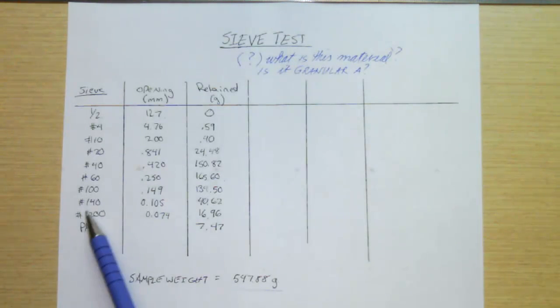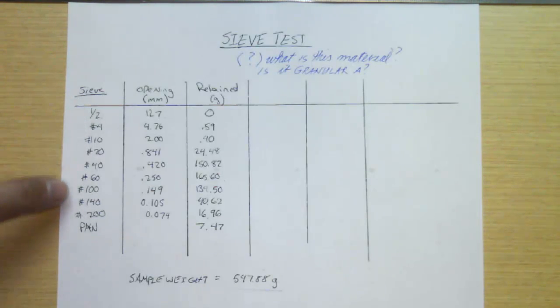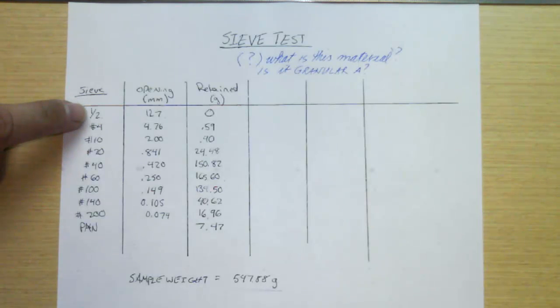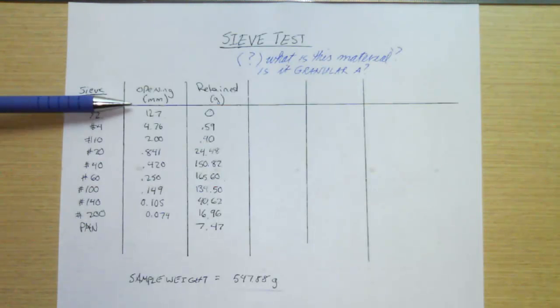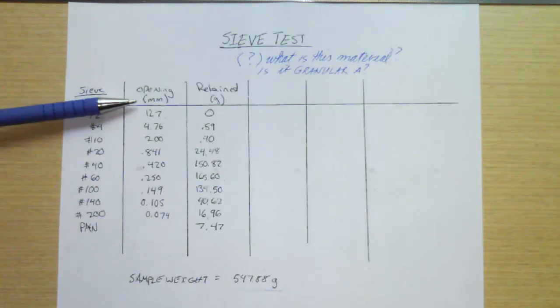Here is the list of the sieves that will be used. Now the list of your sieves is slightly different, as I'll show you in a moment. And these are the imperial designations for the sieves that we'll be using. It's basically a designation of the opening sizes in each sieve. Adjacent to it, you'll find the metric designation of the opening in millimeters.